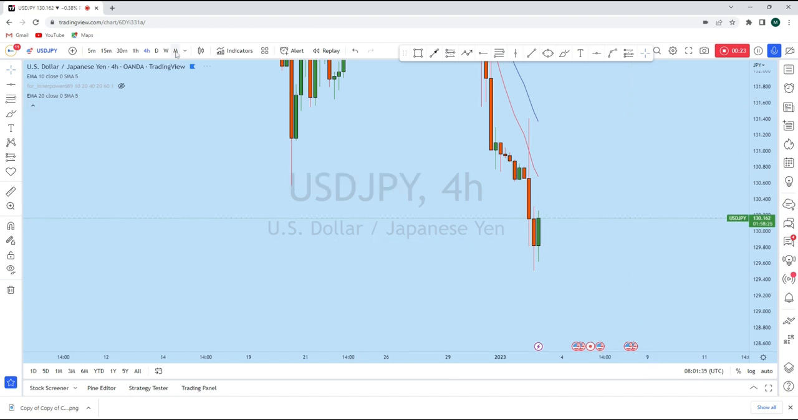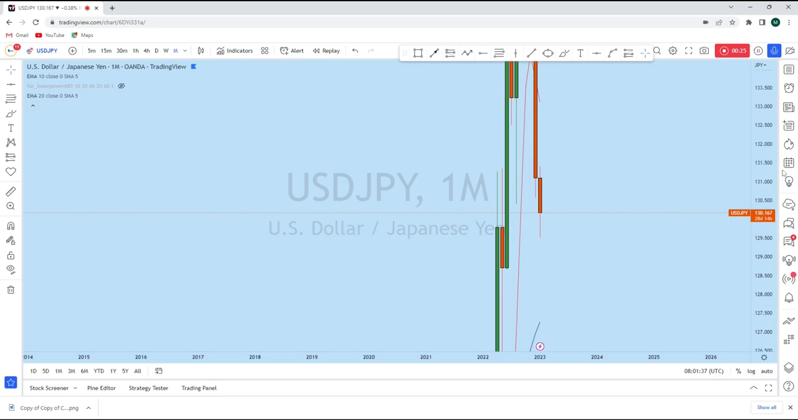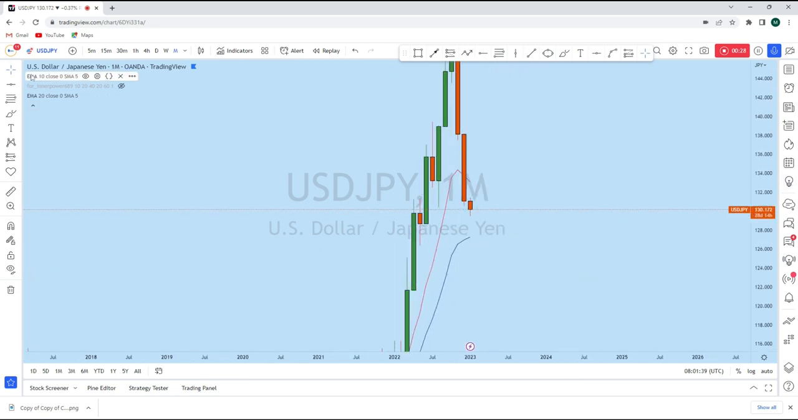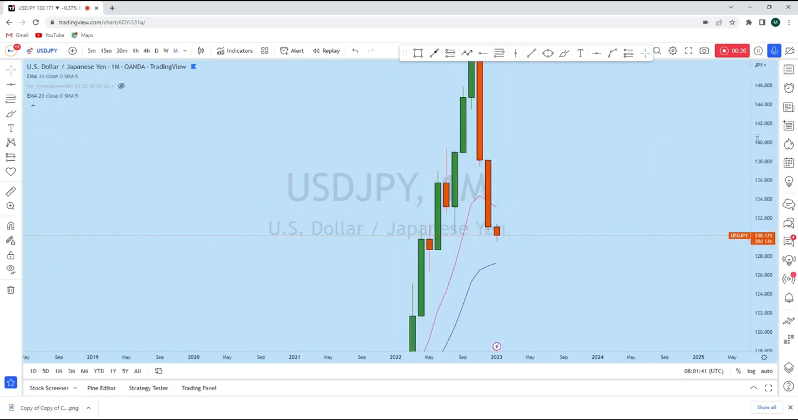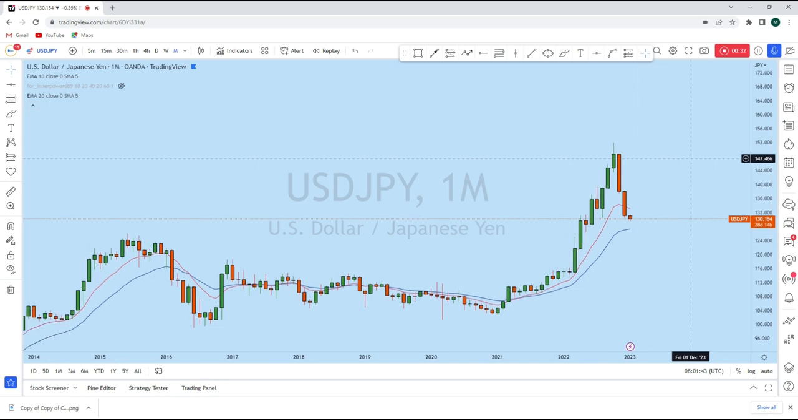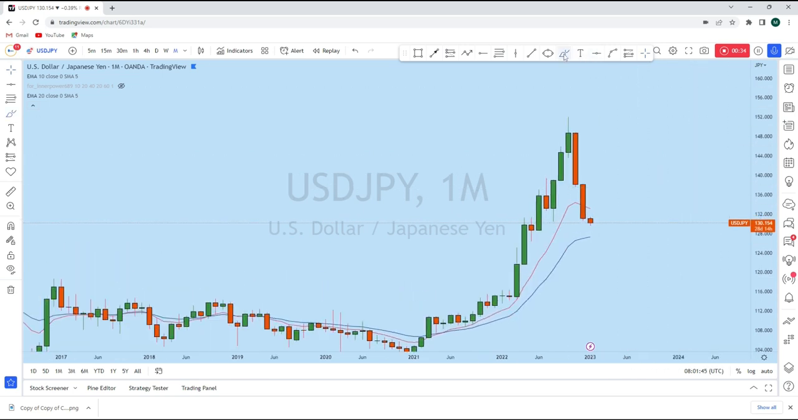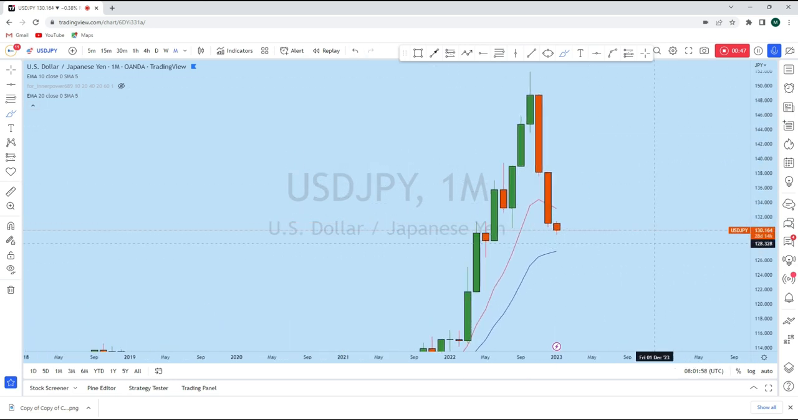First of all, let's look at the bigger picture, the monthly perspective, to see the general direction in the market. We see that on the monthly time frame, dollar yen is long-term bearish. Starting from here, we have seen a very strong bearish engulfer, followed by another bearish candle, back to back two strong red monthly candles, giving us potential for a strong drop on dollar yen.